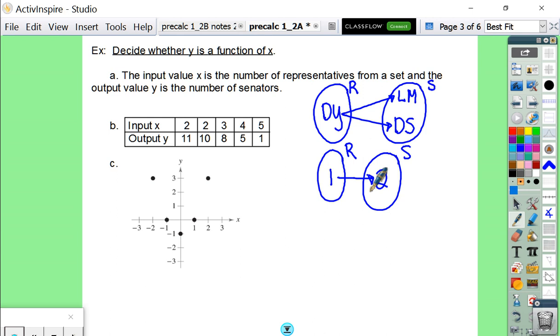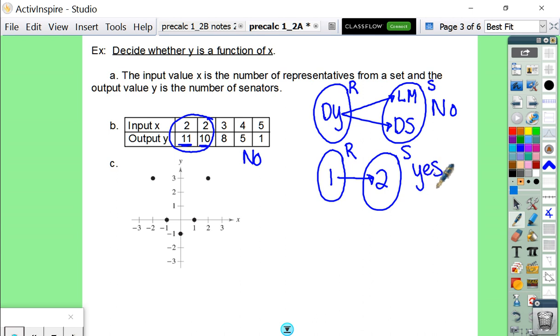So let's look at our table. Is this a function? So let's look for any repetition in our input. And we do. We see repetition right here. When I put in the number 2, I get two outputs. So this makes it not a function. So this is no. This would be yes.